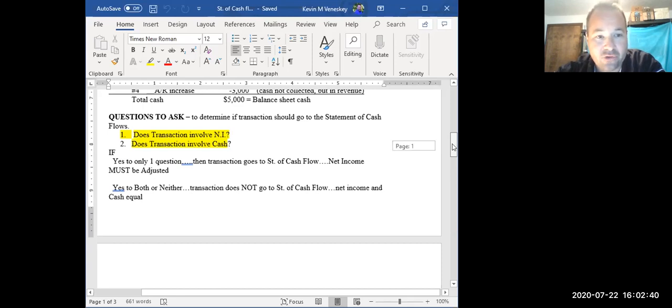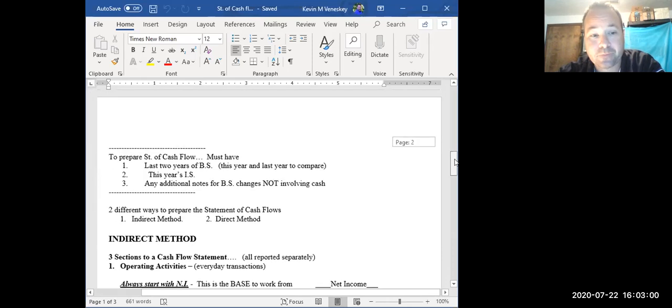And I'll try to explain more of how these two work as we get into some practice examples in a little bit. But we'll keep these in mind. That's why I have them highlighted in yellow. This is how we're going to know if something goes to the statement of cash flows, by answering yes or no and then looking at our little answer key.